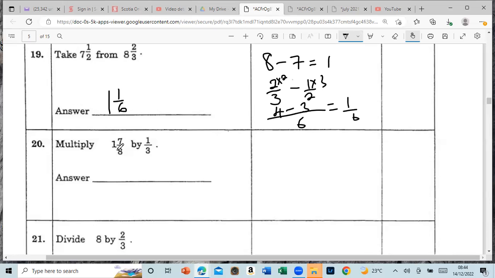This one says multiply 1 and 7/8 by 1/3. Let's go. What's the answer, guys? I'm not rushing, you know. Type in the answer for me, please.